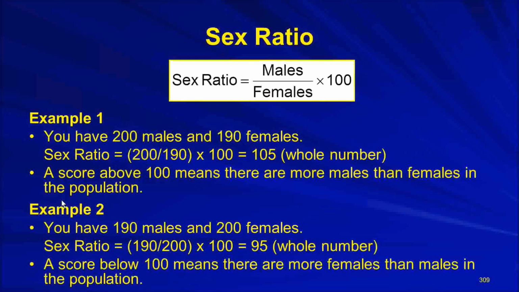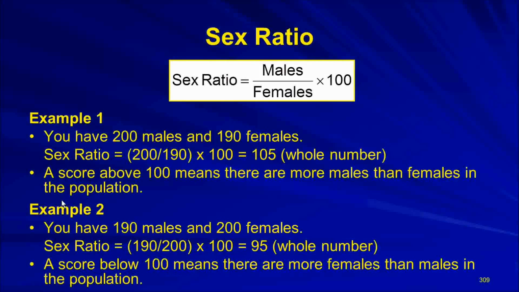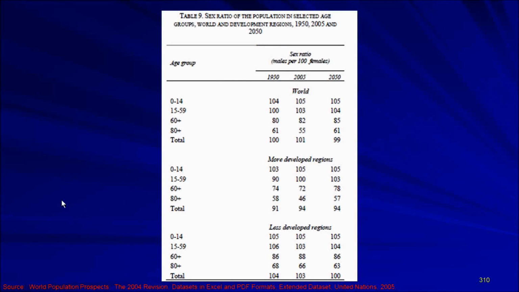Now, I've already covered this example with you, so you know that 100 is a null hypothesis, an equal number of males and females, and a number under 100 equals more females than males. Okay. In this next graphic, I'd like to start out with data that we see about the world in more developed regions and less developed regions.